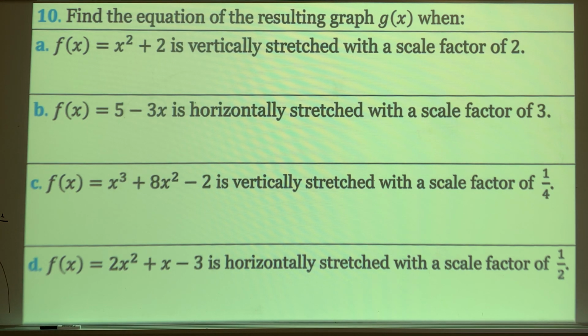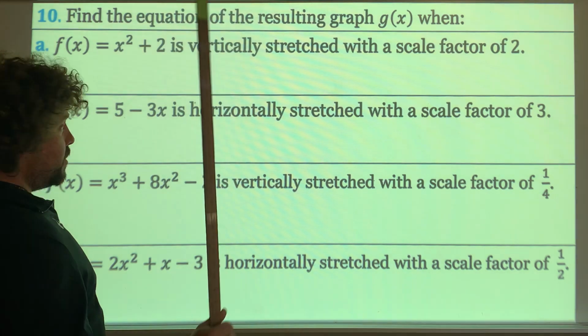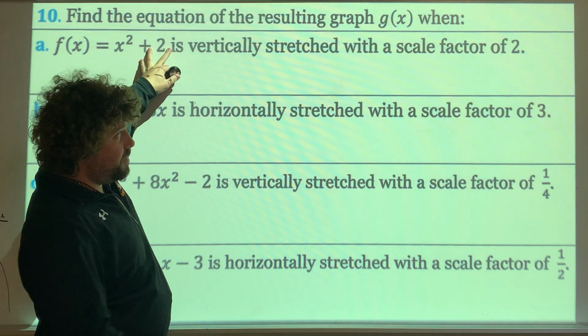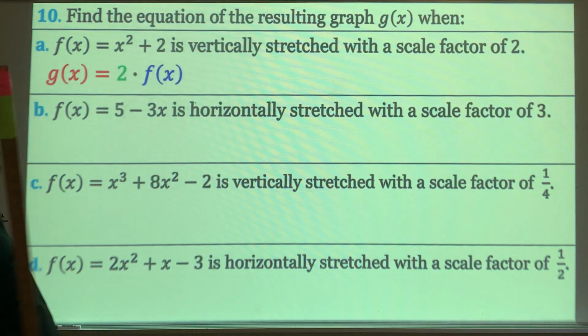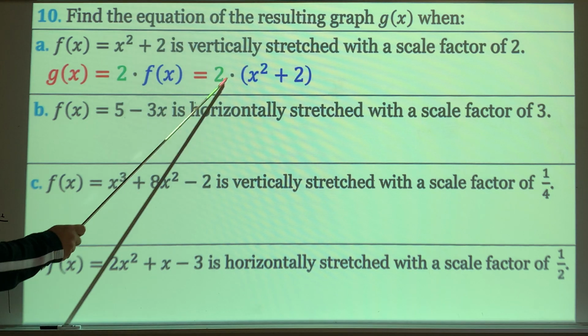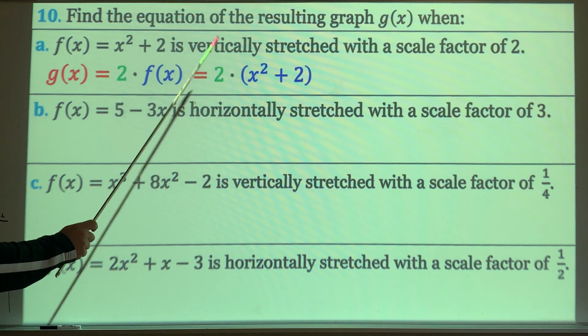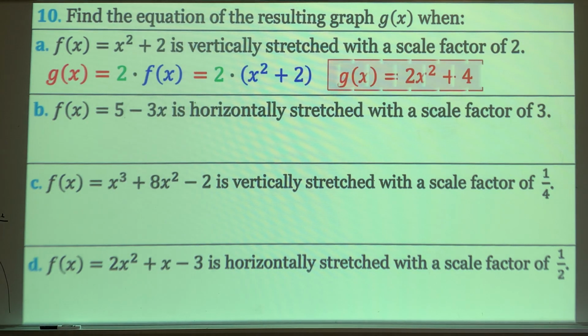All right, so the first one, vertically stretching. When you vertically stretch something, you multiply the whole function by that much. So I'm going to take 2 and multiply it by f of x. 2 times x squared plus 2, distribute the 2: 2x squared plus 4. Boom.